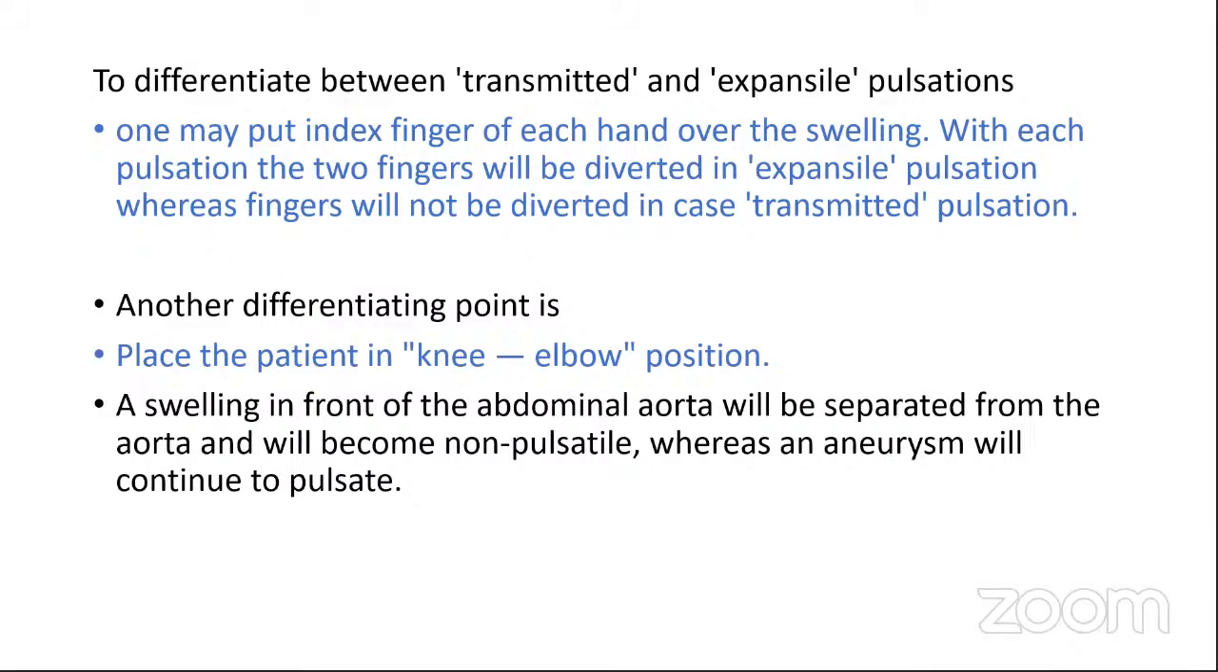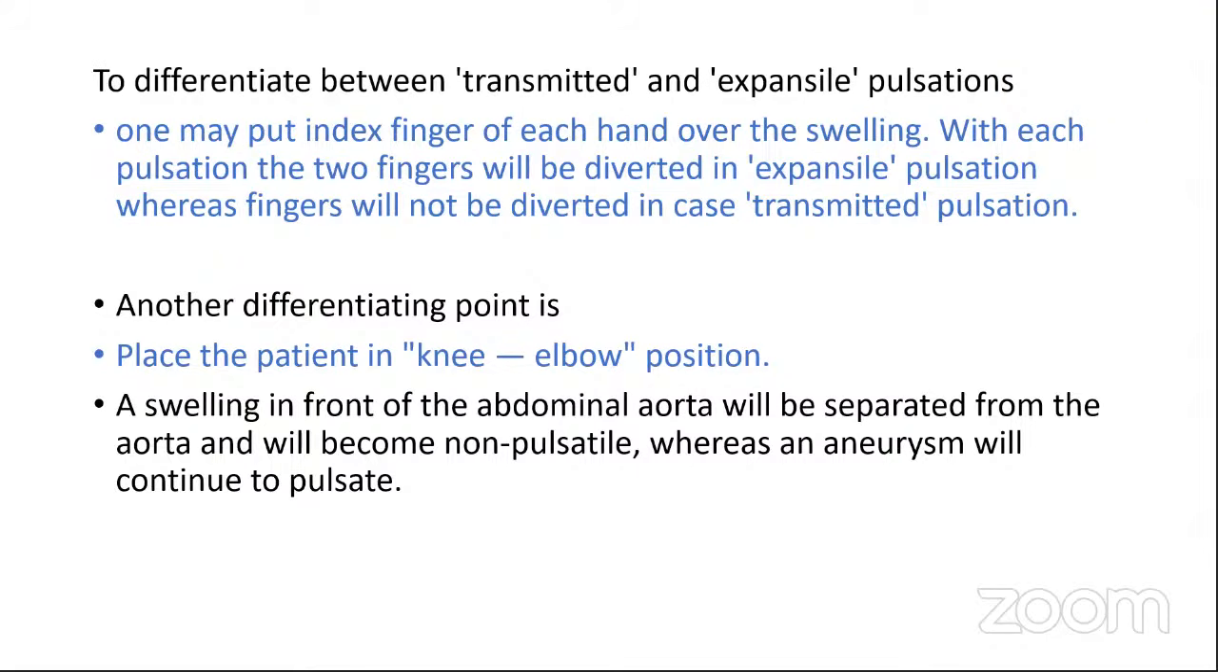In earlier times, no investigations were available. At that time they were totally dependent on these clinical signs and examinations. But now it's of only theoretical importance. In the knee elbow position, what happens? If the swelling is intraperitoneal, then it will fall down to the abdominal wall and become more prominent. If it is retroperitoneal, it will not become prominent because the peritoneum is there, obstructing it from falling down. That's how we differentiate between intraperitoneal and retroperitoneal.